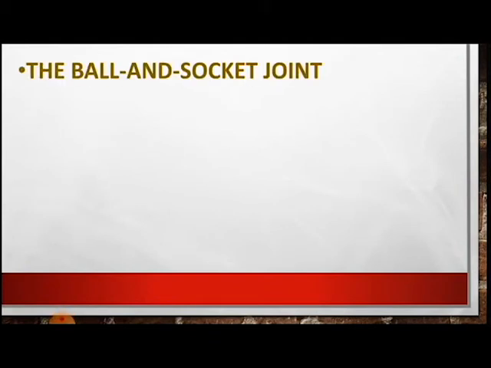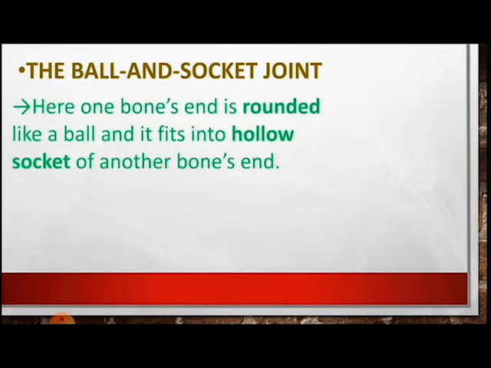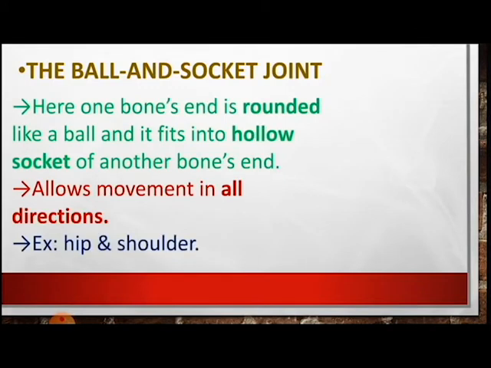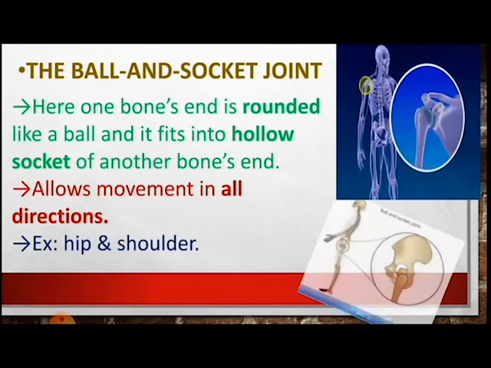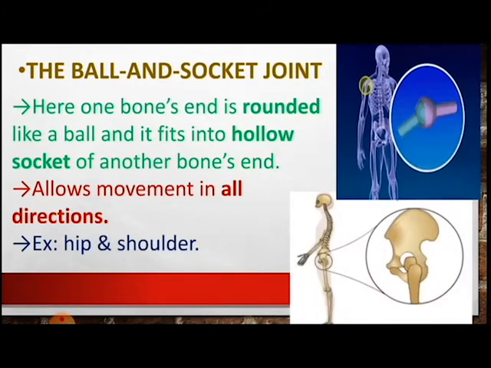The ball and socket joint. As the name itself suggests, in this kind of joint, the ball-shaped end of one bone fits into a cup-shaped socket of another bone. Such joints are very flexible and allow movement in almost all directions. The shoulder and hip joints are examples of this type of joint.